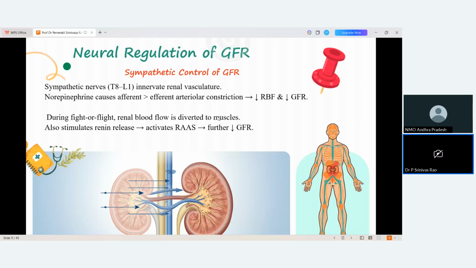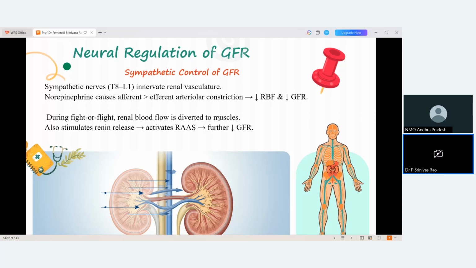This also stimulates the renin release, which activates the renin-angiotensin-aldosterone system, which further decreases the GFR. This causes vasoconstriction. So this fight or flight reaction, what does it do? It diverts the renal blood flow to the muscles because the muscles require more amount of blood. It also stimulates the renin release. I'll be talking about this in the next slide. It activates the renin, angiotensin, aldosterone system.